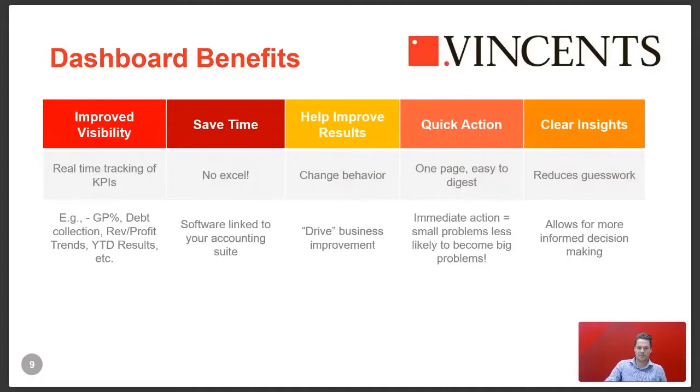The fourth benefit is quick action. When you look at your dashboard report, you'll get a one-page report summarizing your business performance at that time, which will allow you to compare actual results to targets or previous results in other quarters or periods, which will help gauge your current position. This puts you in a prime position to act quickly if there's a problem. Immediate action means small problems are less likely to become big problems. So that's a big benefit there.